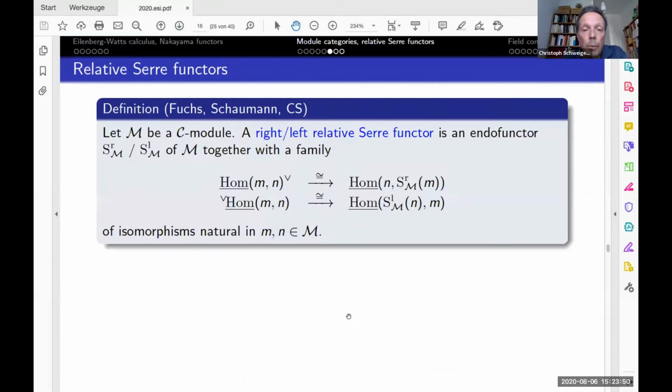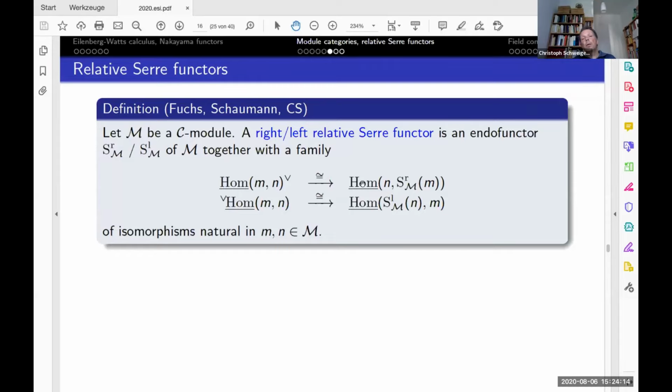Now, why is this important? We're going to use this in a moment. Now, I want to define Serre functors. So I define it in the following setting. I take a module category over a monoidal category, and then I want to relate Homs, duals of Homs and inner Homs. That's how you define a Serre functor.